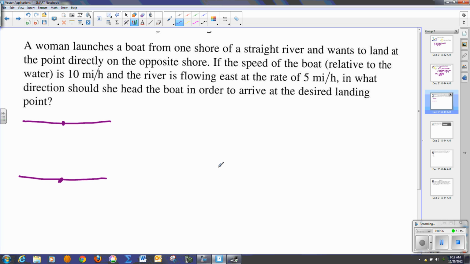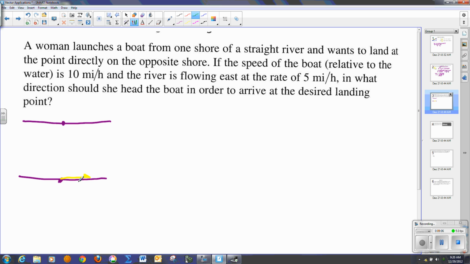If the speed of the boat is about 10 miles an hour and the river is flowing directly east at a rate of 5 miles an hour, so the river is flowing this way, all right, we want to know what direction she's got to head in order to arrive over here. All right, now, if I set up vectors to represent all of these speeds, then here's what I should have.